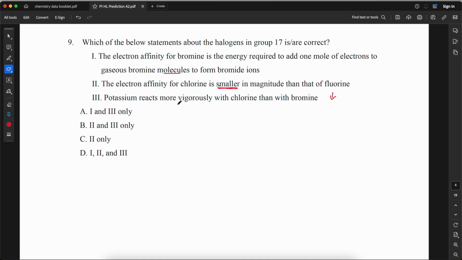Potassium reacts more vigorously with chlorine than with bromine. It is correct as well because chlorine is more reactive than bromine. So when it is reacted with a nonmetal that is more reactive, of course the reaction is more vigorous compared to one that is less reactive. Therefore the answer is B.